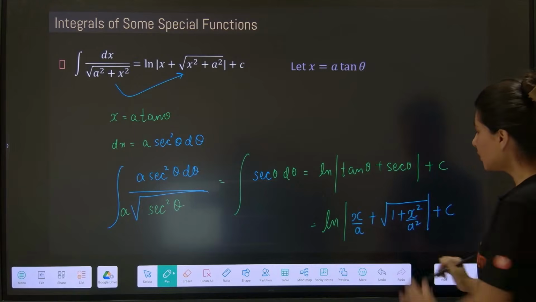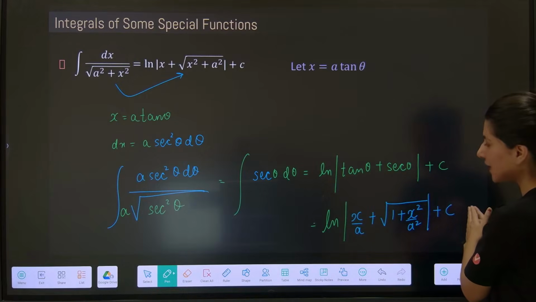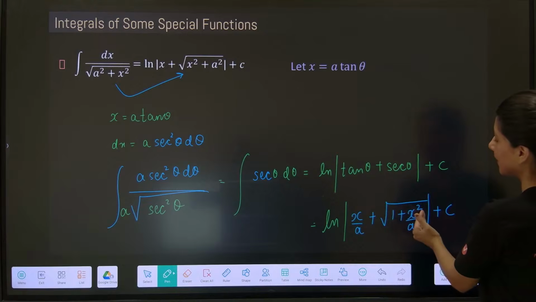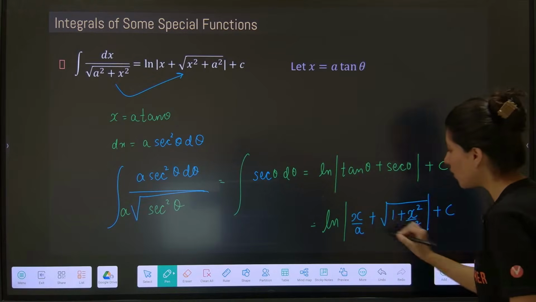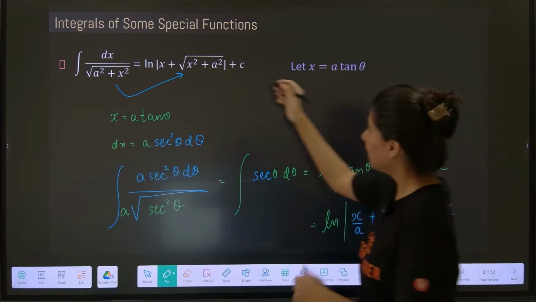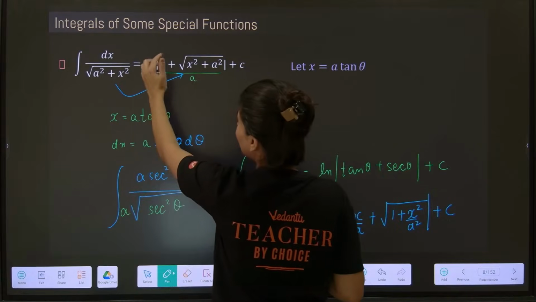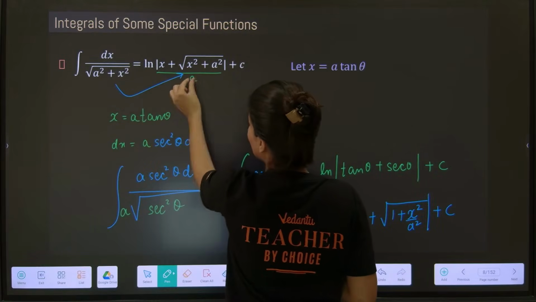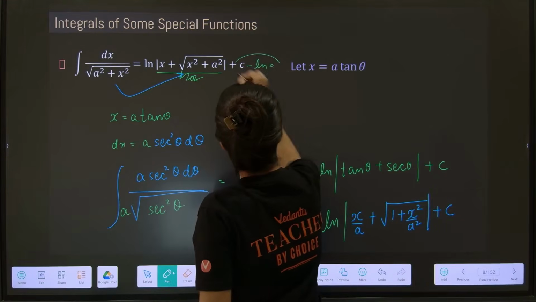If you solve it, it will go here, and log a will be adjusted in the constant. So log of mod of x plus square root of a square plus x square will be there. Here, see, this is upon a. So basically this is coming out as log of this upon a, right or wrong? Now we know the formula, log a by b is log a minus log b. So this is minus log a. If you remove it, it will become minus log a, which is a constant again.